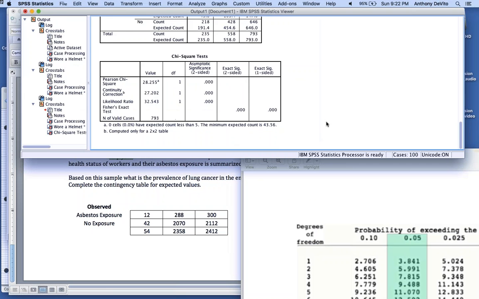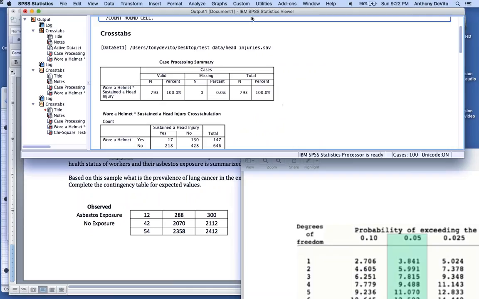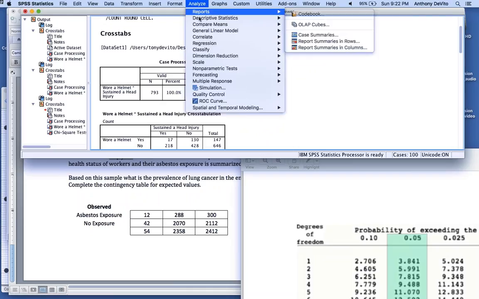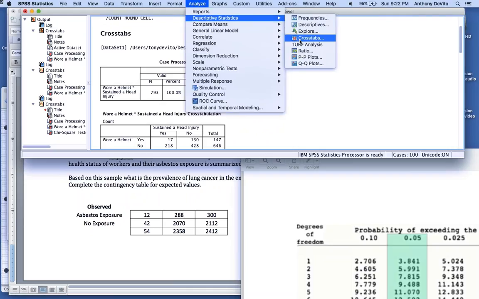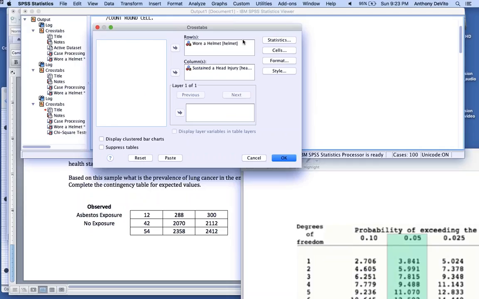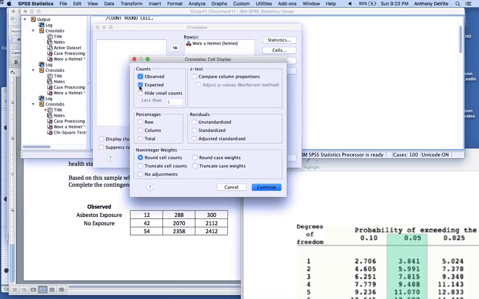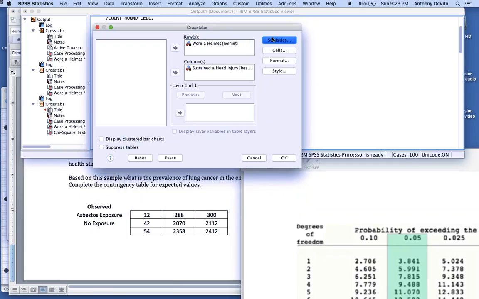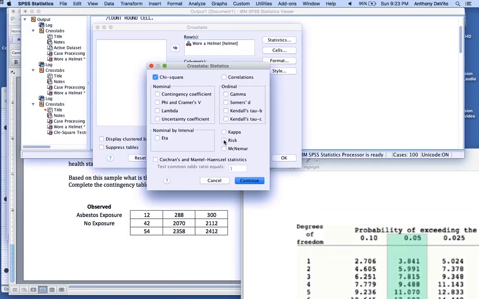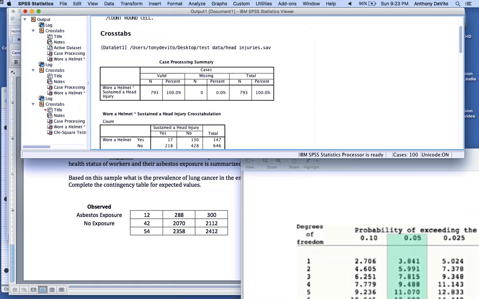Okay, so let's go back to our data. Now I'm going to go back up here to Analyze, Descriptive Statistics, Crosstabs. I'm going to go into Cells. I'm going to turn off expected values because we don't need it right now, and I'm going to ask SPSS to give us percentages by rows. I'm also going to go up here in Statistics, and I'm going to ask it to calculate risk. And I'll say OK again.